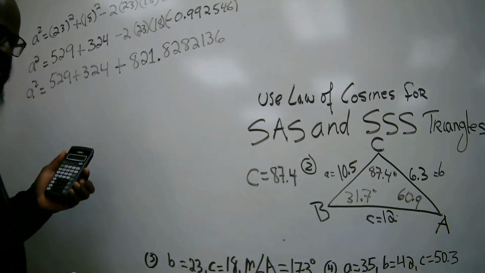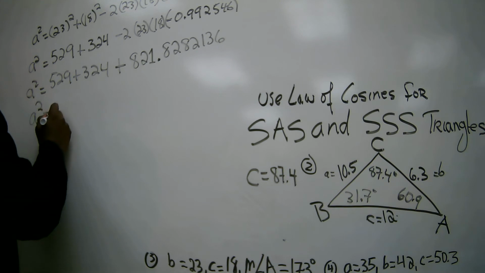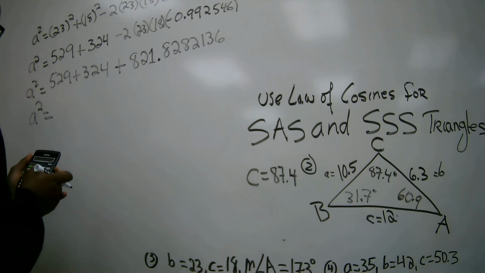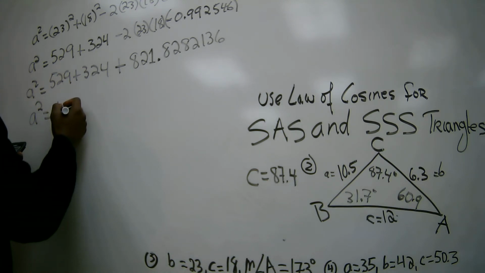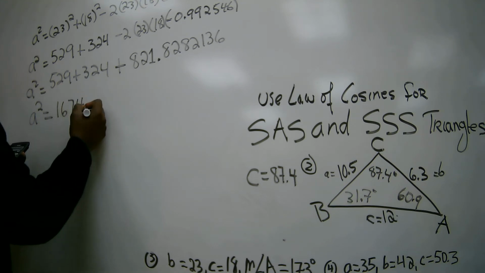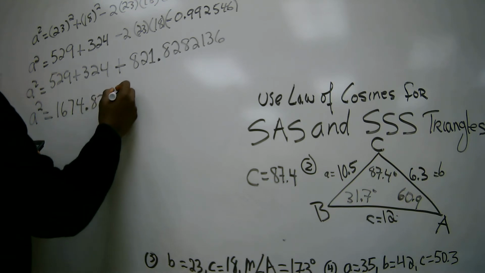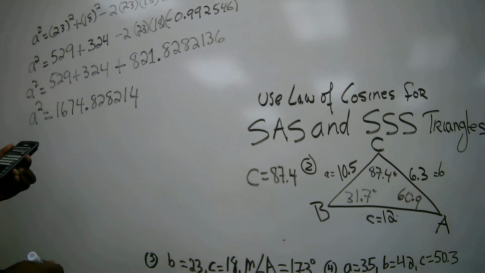I put everything that I find in the calculator. Then I will have A squared equal. I'm going to add all of those: 324 plus 529 plus 821 point something. Then I will end up with 16,174.8214. Alright, that's what I get.